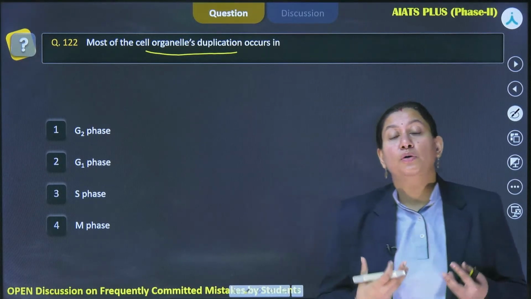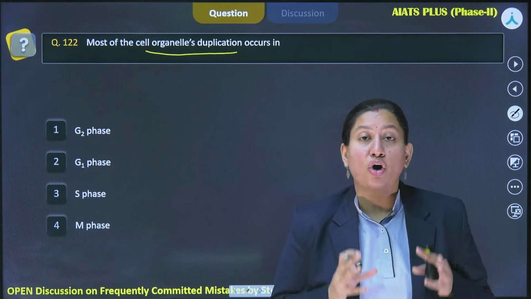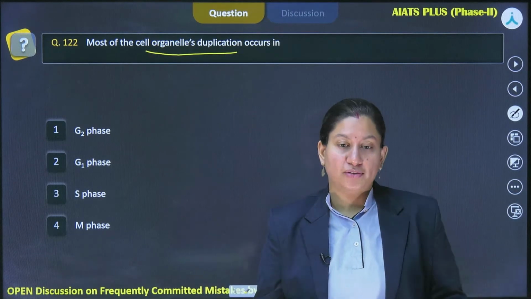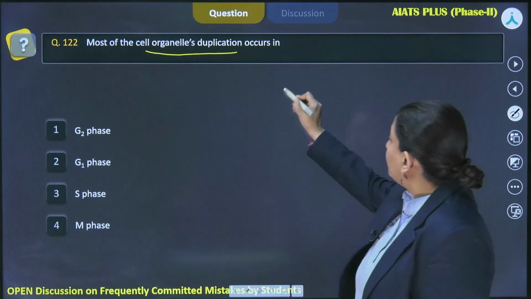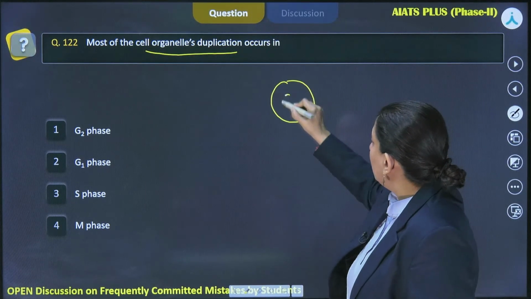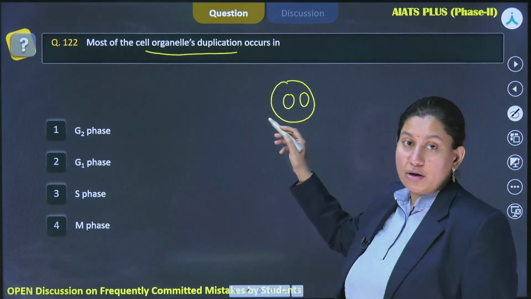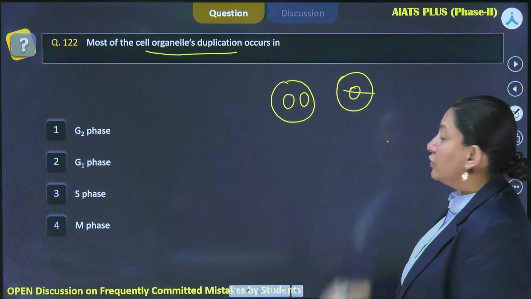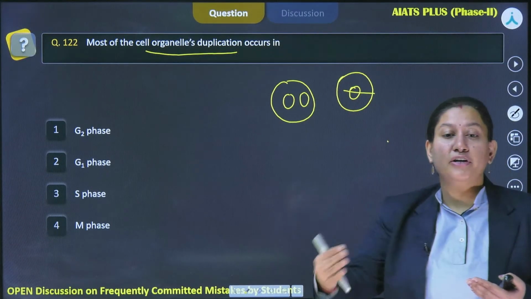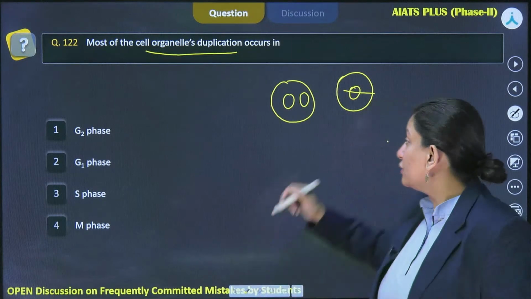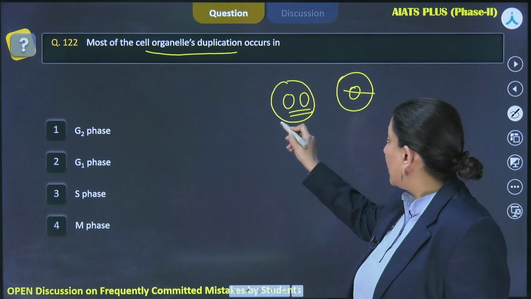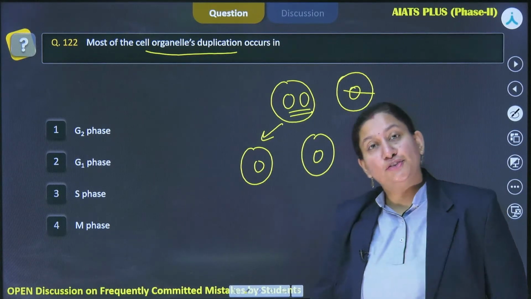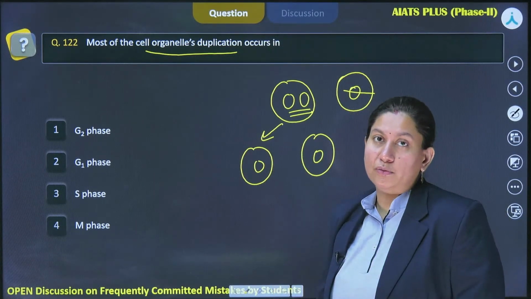After the division, the cell has to ensure that whatever content it has is equally distributed in the 2 daughter cells, right? So if we have a cell like this with a single mitochondrion, let's say, it is not going to give half a mitochondrion to one and half to the other, right? So that is why it has to duplicate it first, so that in the daughter cells the mitochondria can be equally distributed. Same goes for other cellular organelles as well.